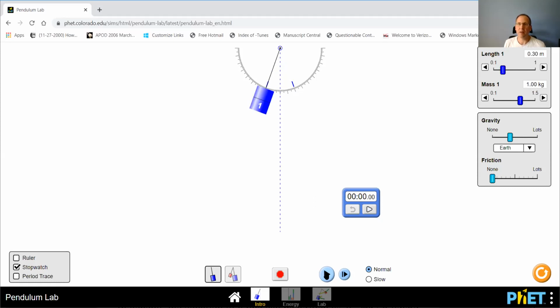And notice that the period changes when the length changes, right? So when the length is shorter, the period is smaller. It's faster, it's oscillating back and forth more quickly. So again, our goal is to look at the relationship between the period and the length of that pendulum.